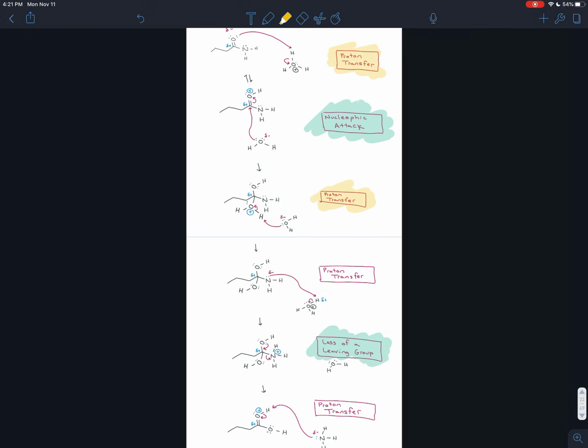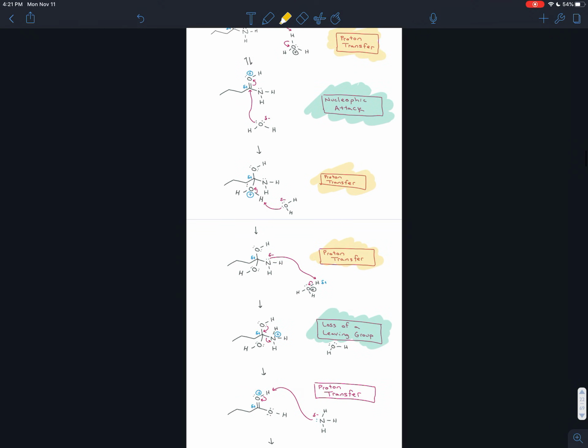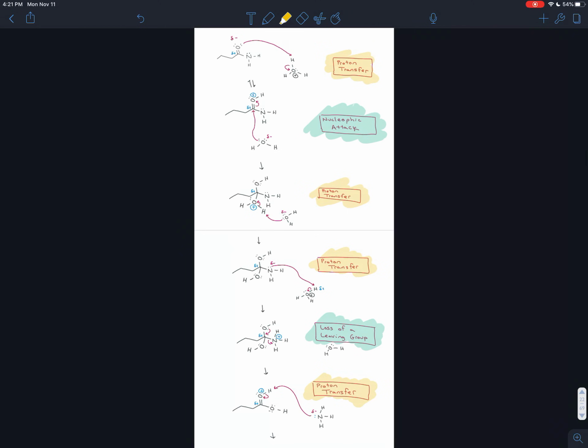Then we had a bad leaving group. It wasn't reactive enough, so we had to change the reactivity of it by doing a proton transfer, turn our bad leaving group into a better leaving group. Finally, we were able to do loss of a leaving group, and after that, the carbonyl oxygen still had a hydrogen on it, which made it positive, so we had to do a proton transfer to make that molecule more stable. So the mechanism is really the same as any nucleophilic acyl substitution. The key steps are nucleophilic attack and loss of a leaving group. The only difference is using these proton transfers to either make something more reactive that isn't reactive enough, or stabilizing something that you want to stay on a molecule.